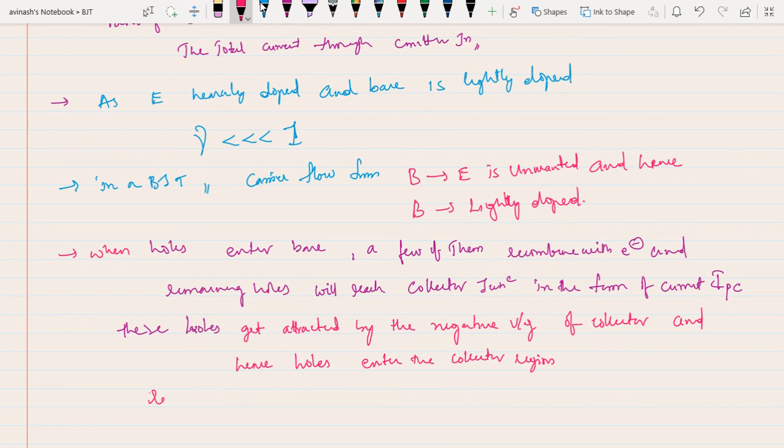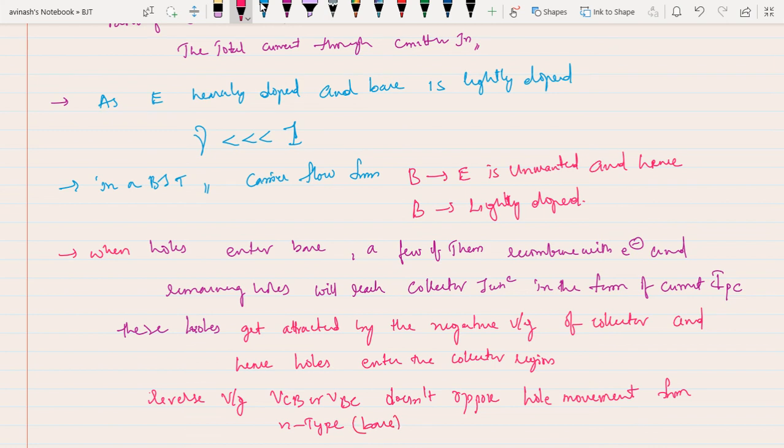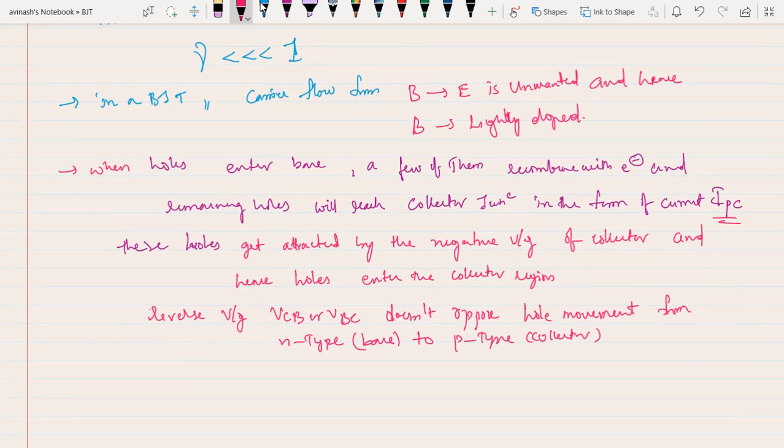Therefore, this IPC is nothing but the hole current through the collector junction. I hope that point is clear.